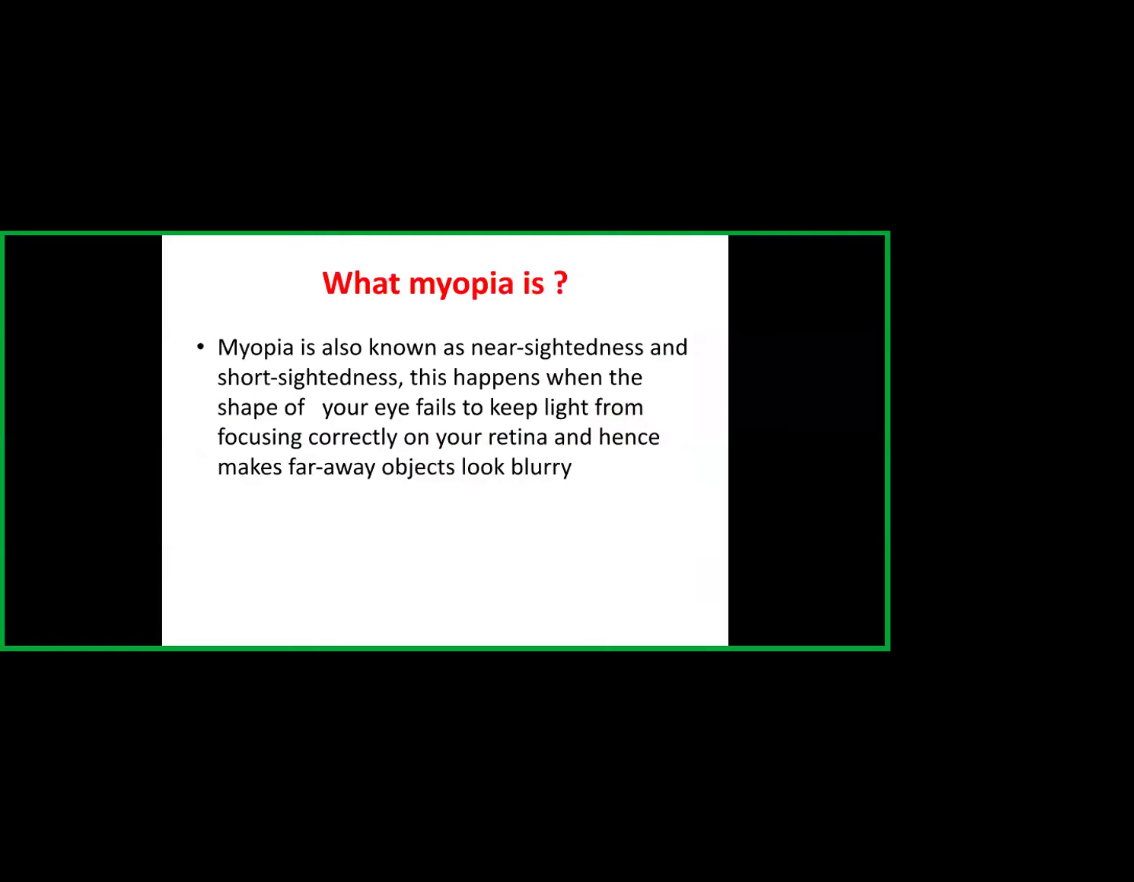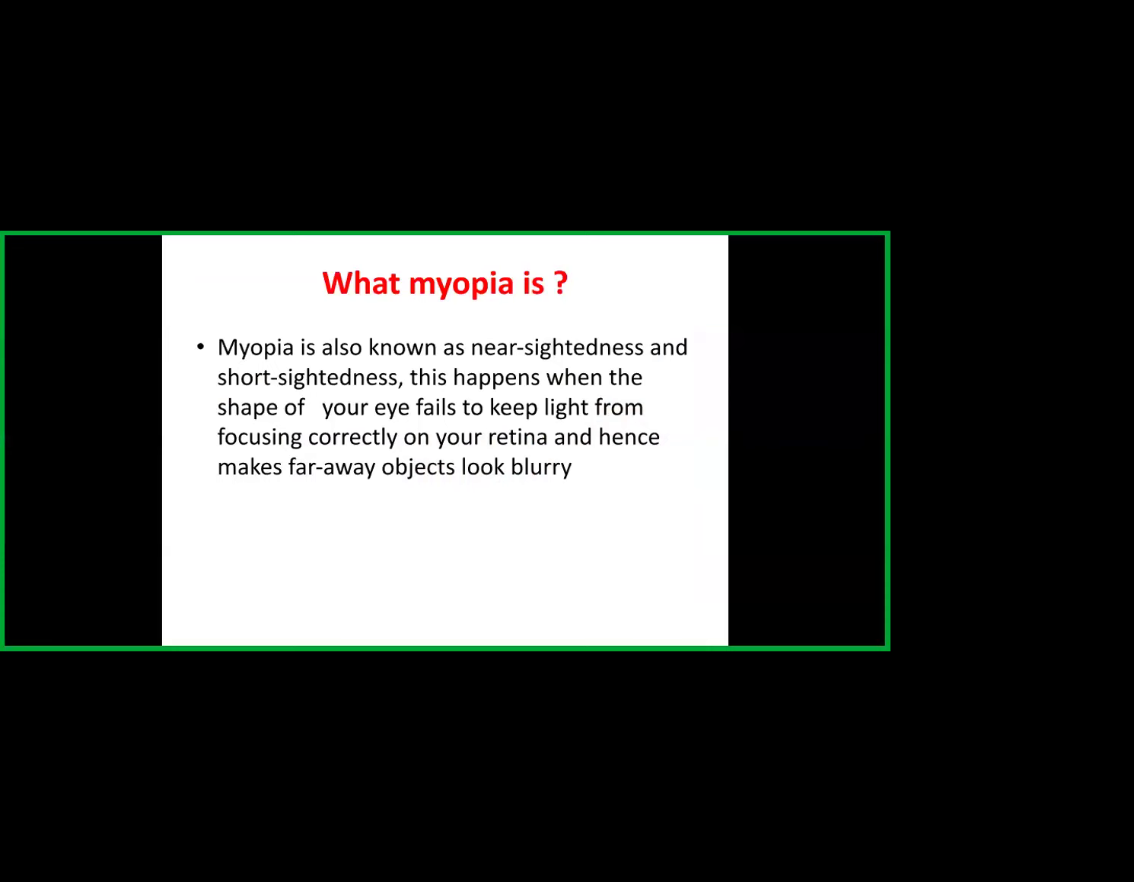First of all, let me say what myopia is. Myopia is also known as nearsightedness or short-sightedness. It is a condition where a patient can only see near objects and has difficulty seeing far objects. This happens when the shape of your eye fails to keep light from focusing correctly on your retina, and hence makes far away objects look blurry.